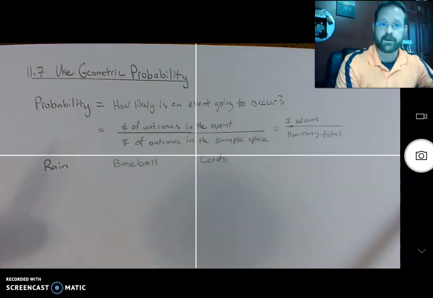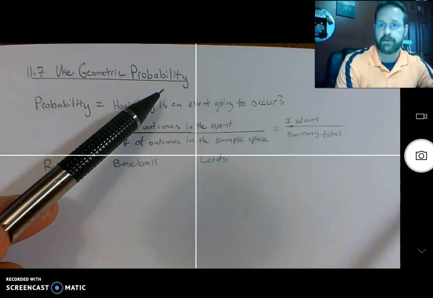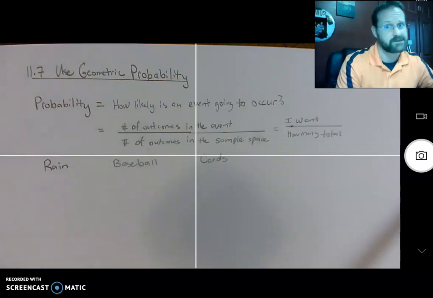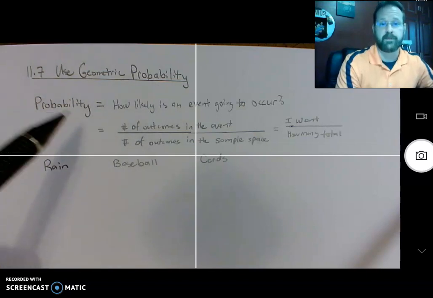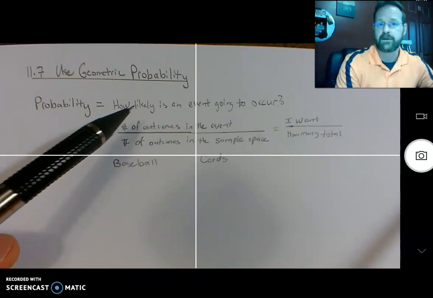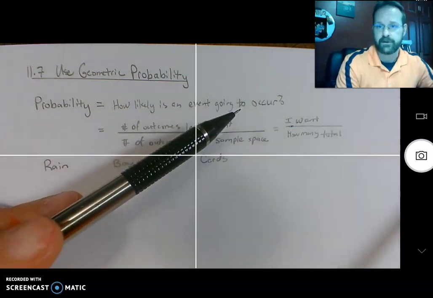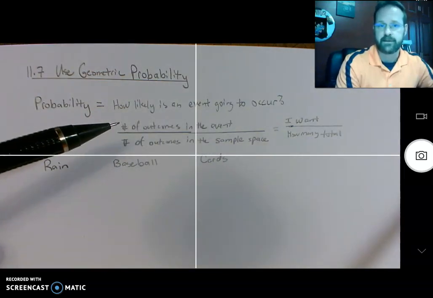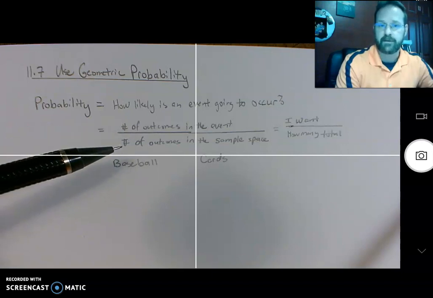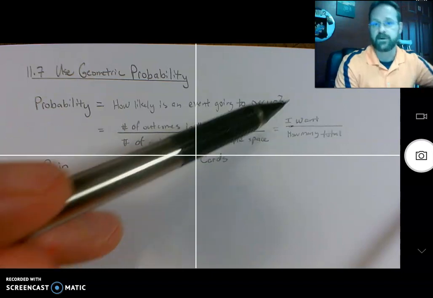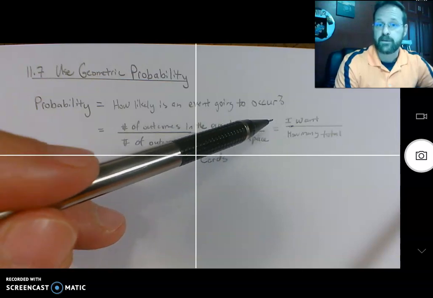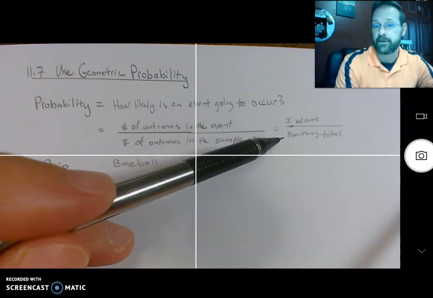Overcast sky. We're going to talk about using geometric probability. Hopefully this will be a shorter one, but we'll see. Okay, so what is probability? It is how likely an event is going to occur. The equation for that is the number of outcomes divided by the number of outcomes in the sample space. I like to remember it as what I want divided by how many total there are.